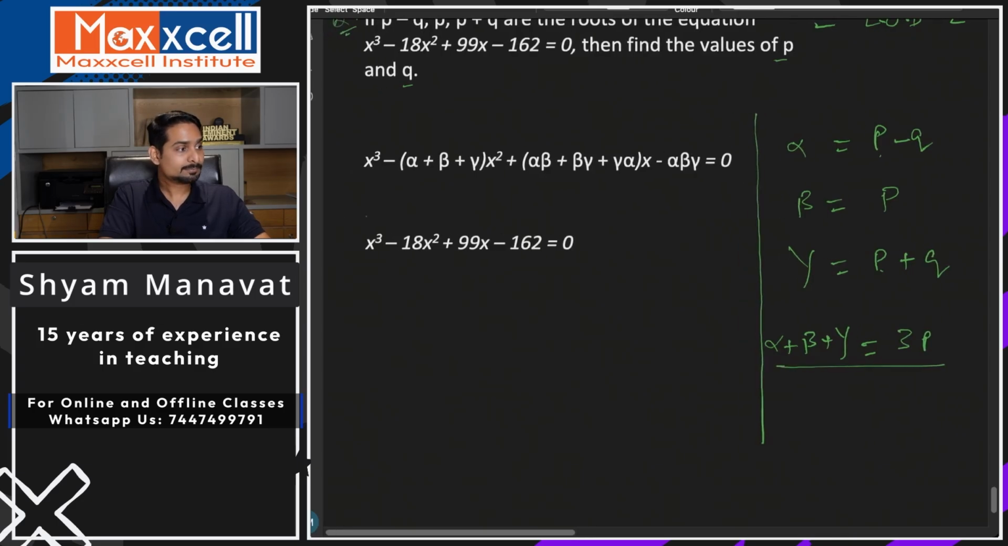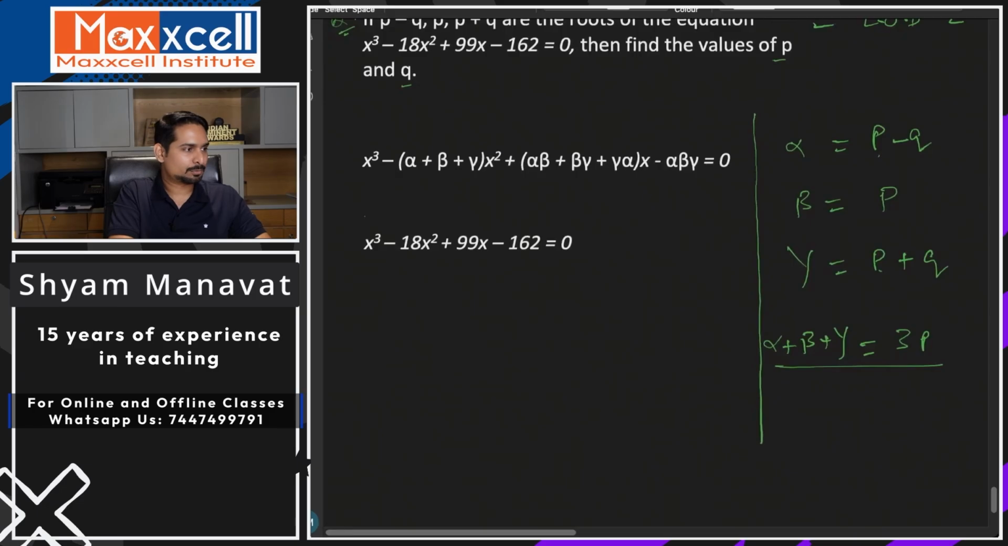Now looking at this, the sum of roots here, I can compare directly because the coefficient of x cube is 1. So I can directly compare. I am skipping some steps. If you want me to write all the steps, I can do that, but please try to understand the shorter steps.